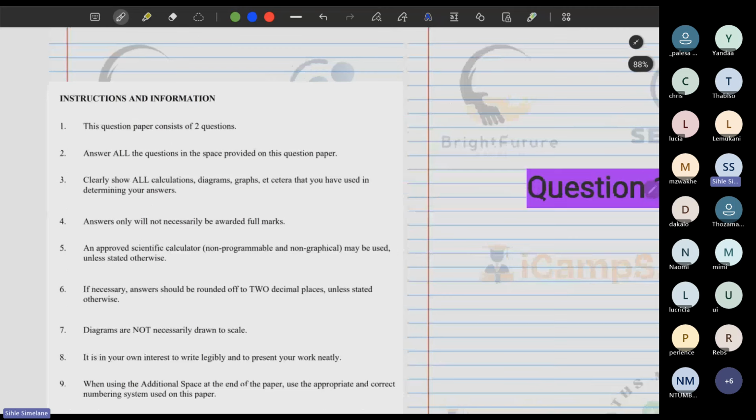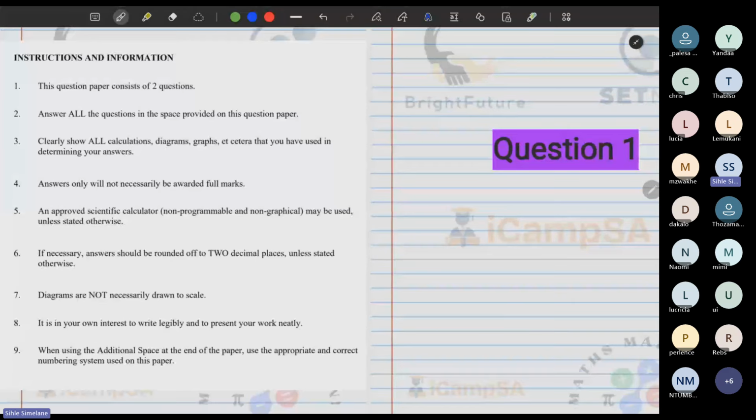The first thing I'm going to quickly have a look at is the instruction and information sheet. This really tells you a summary of what is happening. This paper will consist of 2 questions. For this one, specifically, we have question 1, Q1, and question 2, Q2. We need to answer all questions in the space provided. We need to clearly show our calculations, so we shouldn't do a lot of shortcuts. And if you look at number 5, you must have a calculator which is non-programmable.